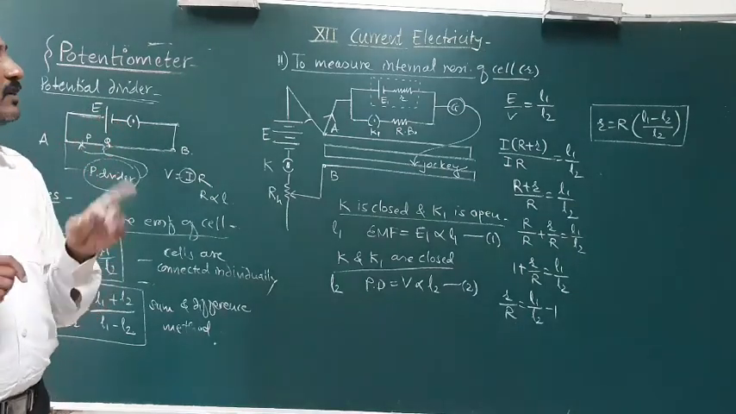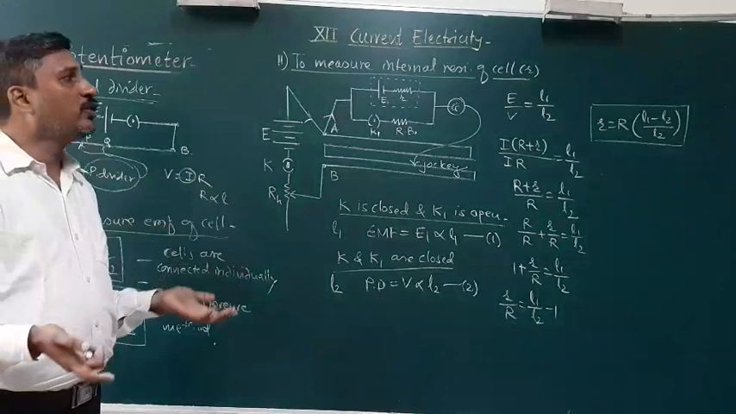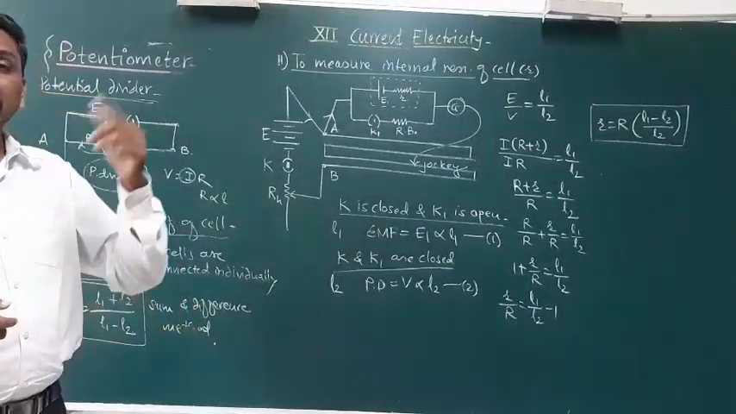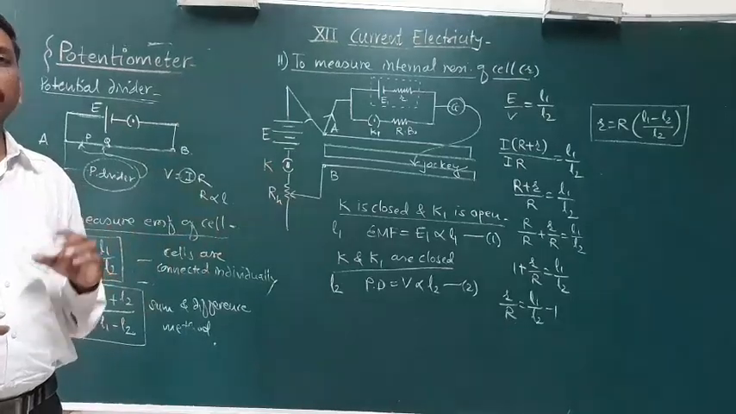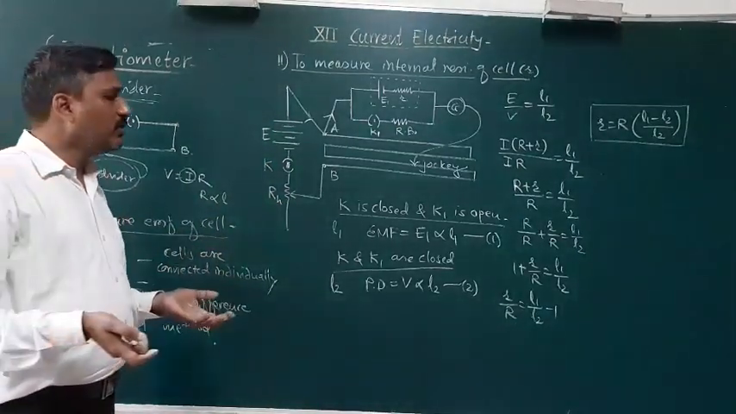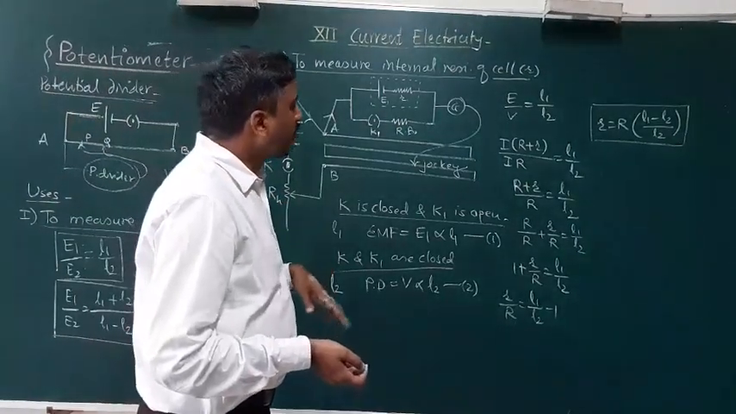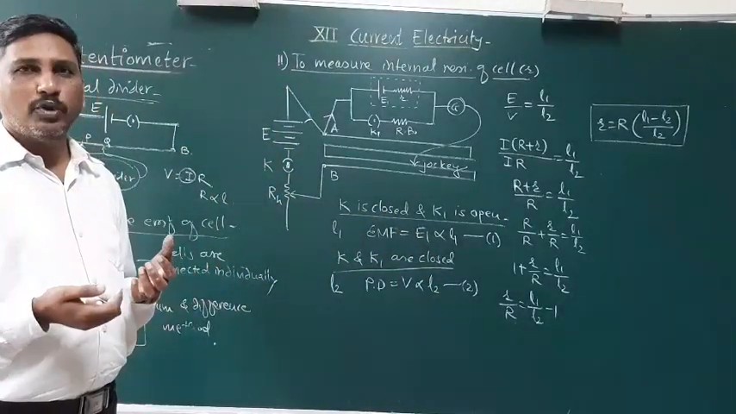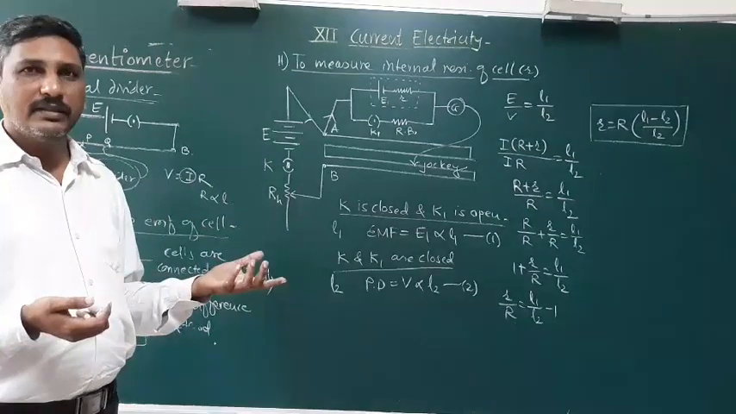Then which one is most accurate? The potentiometer is more accurate than the voltmeter. Then which one is sensitive? This device is sensitive because there is a lot of arrangement, so it is the most sensitive. The potentiometer is more sensitive than the voltmeter.